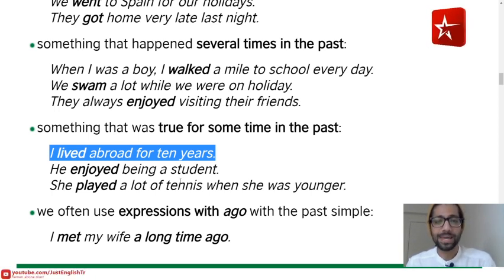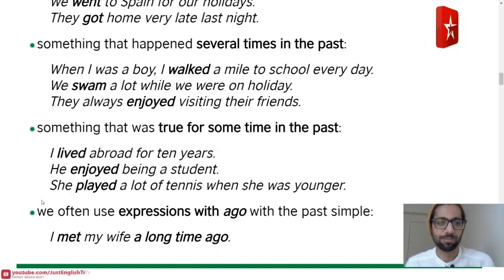He enjoyed being a student. Being a student, basically, when you start school, let's say at 6 or 7 years old, till 22. So this is a period of time, approximately 16 years, I assume. So also, again, this is true for some period of time. Understand it like this, please, so that you can understand how we're using them.